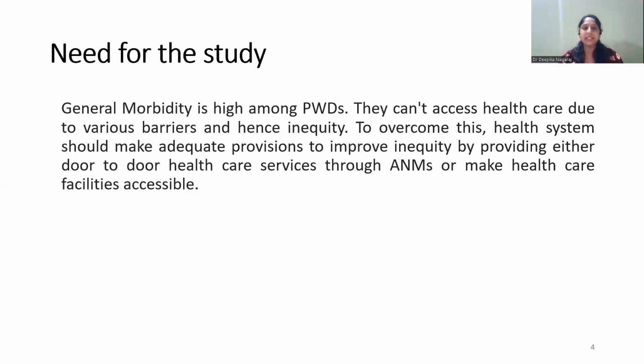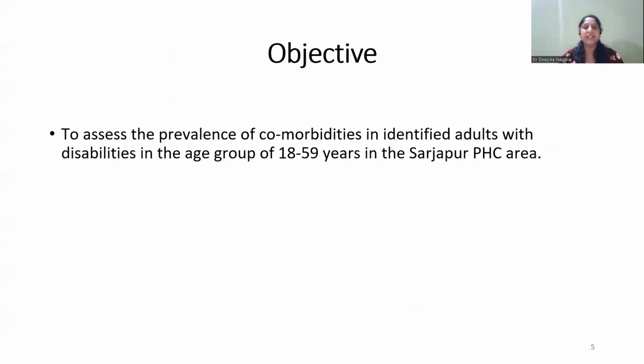To overcome this, the health system should make adequate provisions to reduce inequity by providing either door-to-door healthcare services through ANMs or making healthcare facilities accessible. With this, the objective of my study is to assess the prevalence of comorbidities in identified adults with disabilities in the age group of 18 to 59 years in the Sarjapur PHC area.